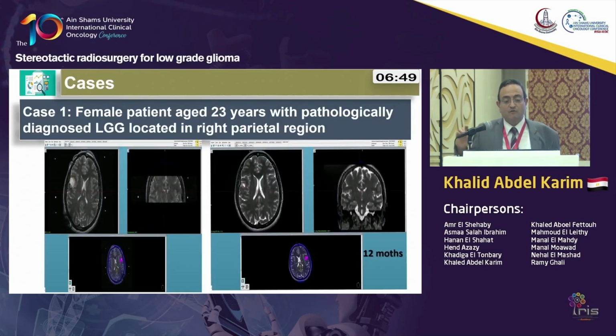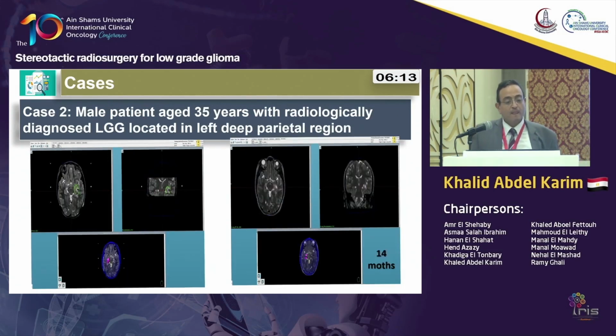And this is a case of a female patient aged 23 years with histopathologically diagnosed low-grade glioma. On your left side, you can see the lesion on the T2, because on T1, it was not actually seen. And after 12 months, on your right-hand side, you can see the same. We are doing what we call supervised MRI to put the patient at the same posture as the day of treatment. And we do the fusion to know what is treated, what is responding, and what is not of the lesion.